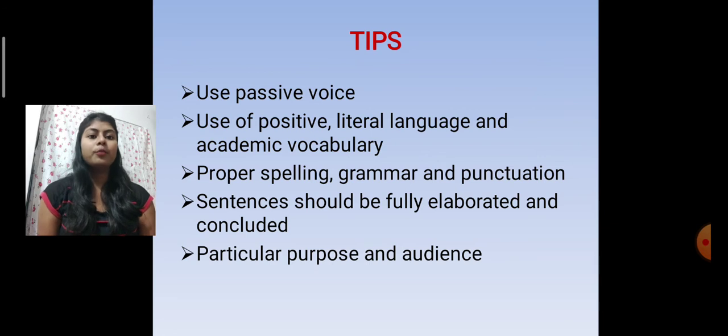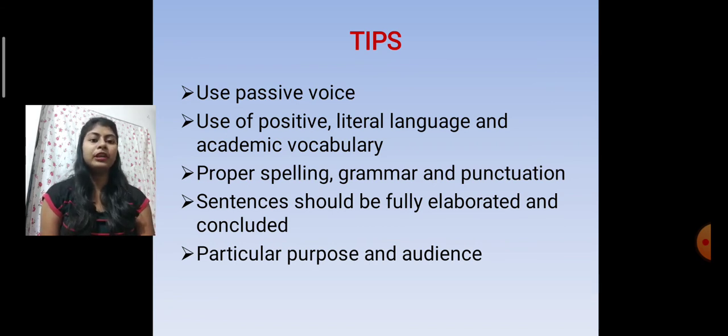Okay. So proper spelling, grammar and punctuation. It is important. If your spelling is wrong, the word goes wrong. Grammar should be proper in formal writing, and punctuation makes the sentence proper. Punctuation makes the sentence complete. If the punctuation is wrong, the whole sentence meaning will be changed. So you have to keep this in mind while writing.